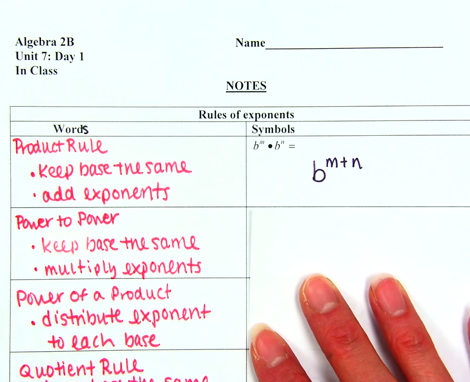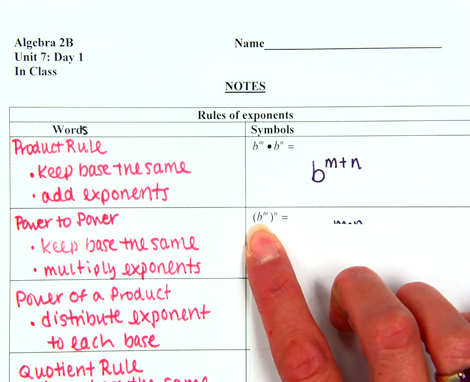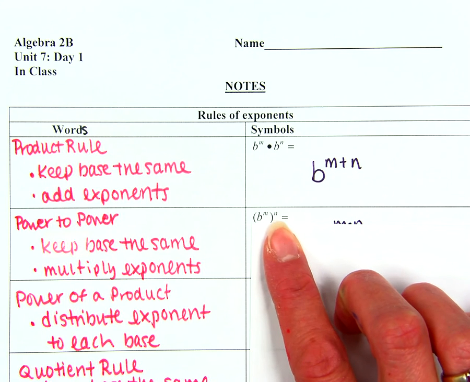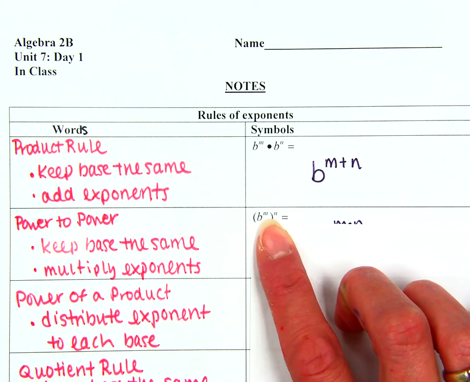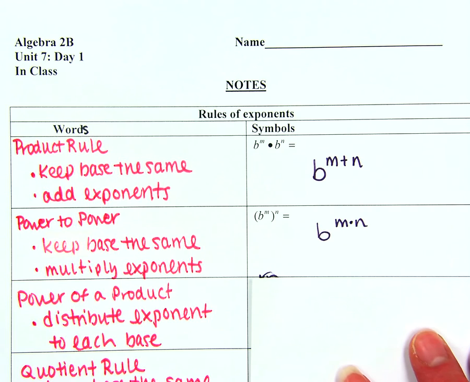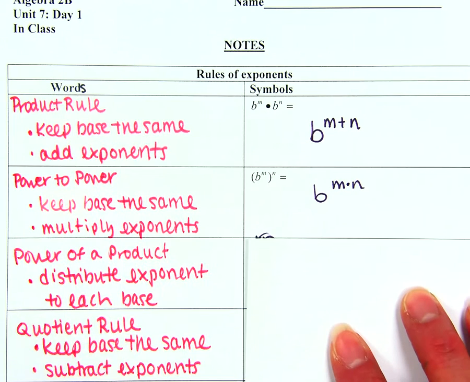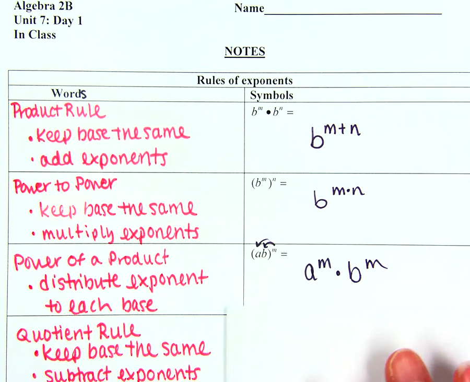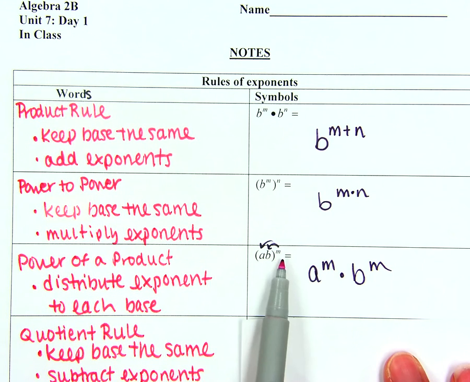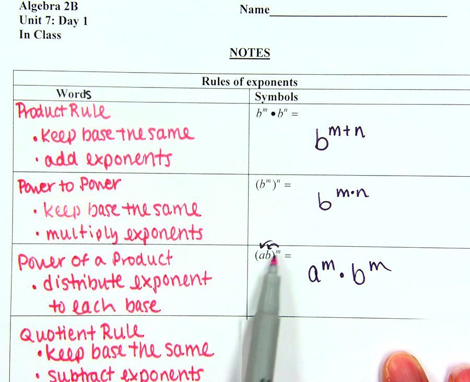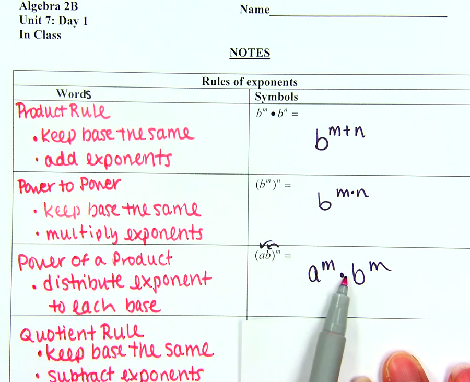For a power to a power, you have b to the m all raised to the n. So in this case, you keep your base as b and you multiply your m and n. The power of a product means when you have two things that are being multiplied and all of it's being raised to the m power, then you just distribute a to the m and b to the m. And then this is still a multiplication problem, so it stays as is.